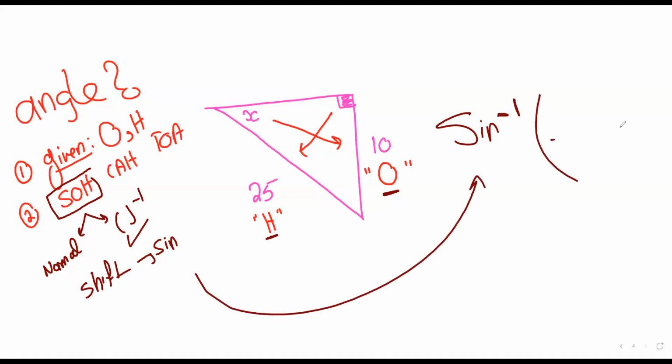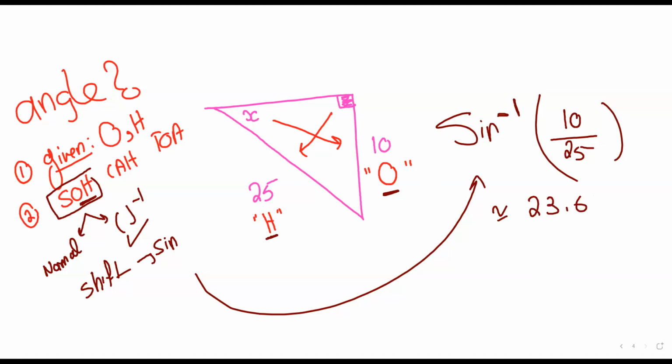Okay? Now, and then what do I do? The same order of the letters, no change at all. The opposite goes on top, and then the hypotenuse goes below, like this. Sine inverse, shift sine, 10 over 25, close your bracket. On the calculator, you'll get an answer of 23.6, of course, after rounding to 1 decimal place.